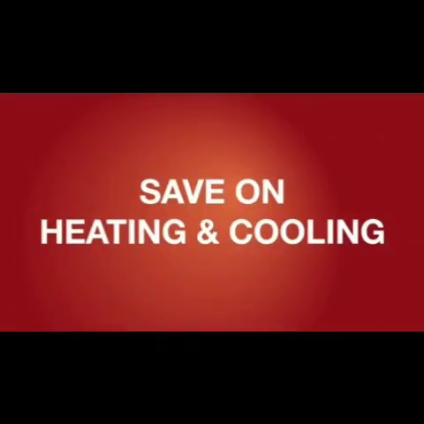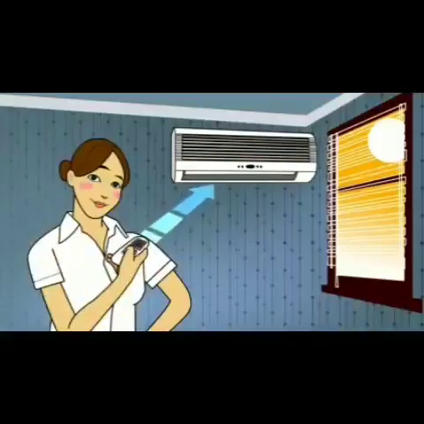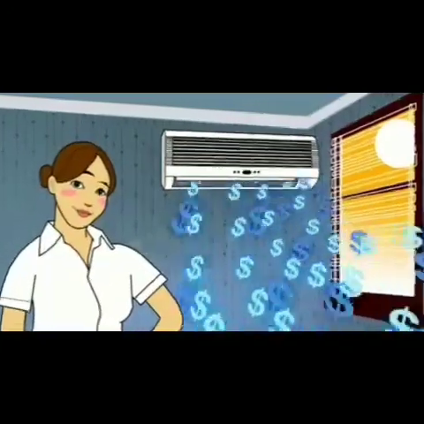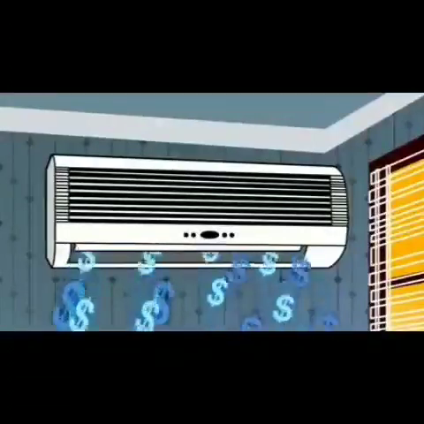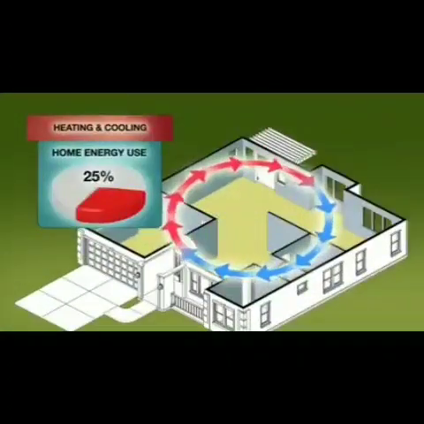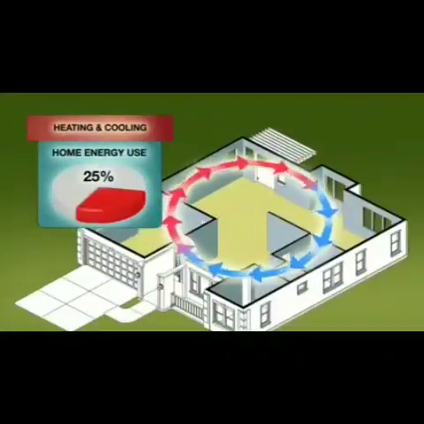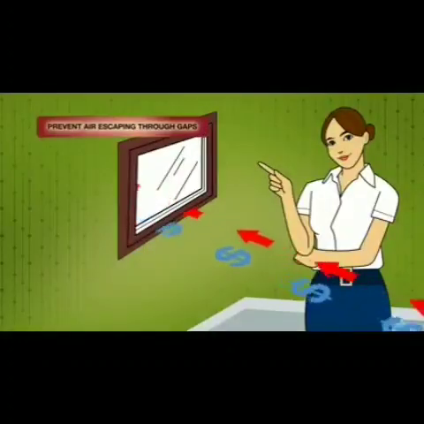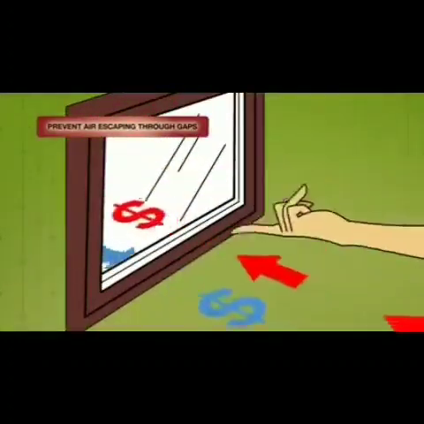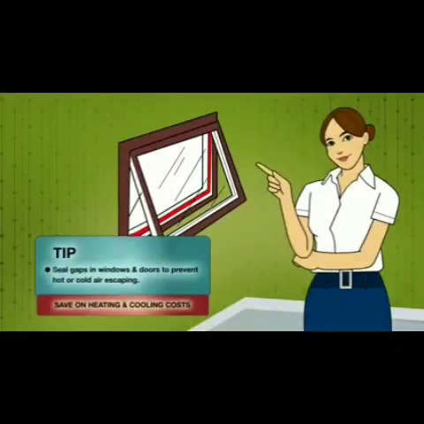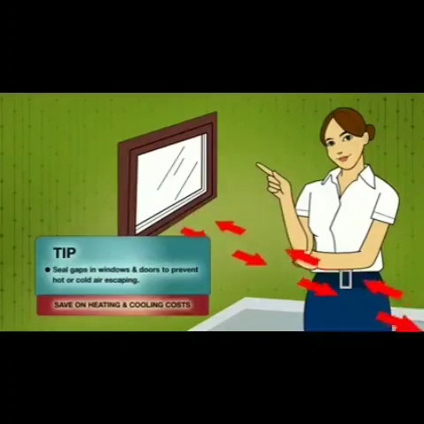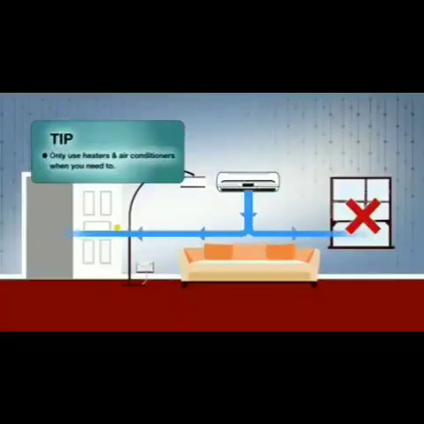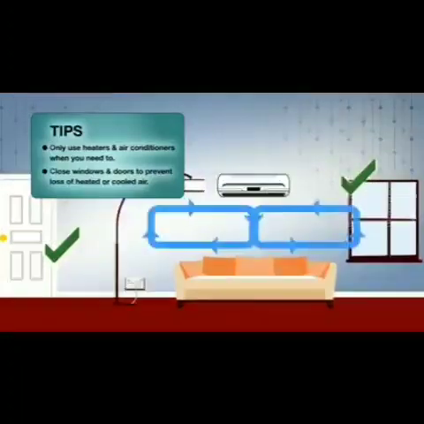How well your house keeps out unwanted weather doesn't just affect your comfort, it also greatly affects your energy use and bill. Heating and cooling typically accounts for around 25% of a household's energy usage. Check the seals on your windows and door joins to make sure hot or cold air isn't escaping. If it looks like there are gaps, visit your hardware store and ask about materials to improve seals. Only use heaters and air conditioners when you need to, and close doors to stop energy from going to waste.